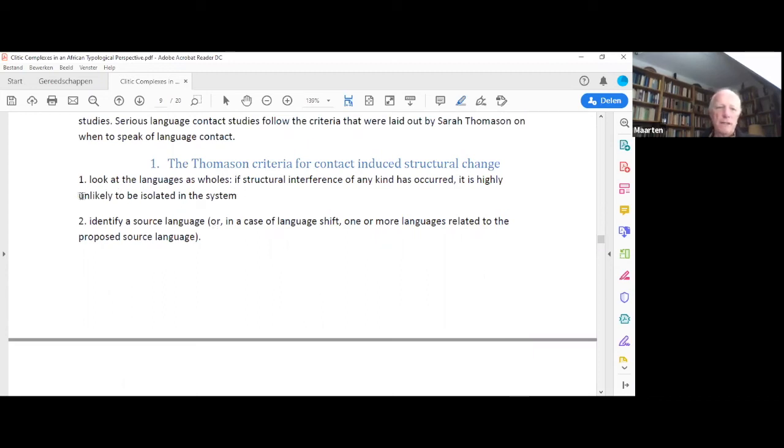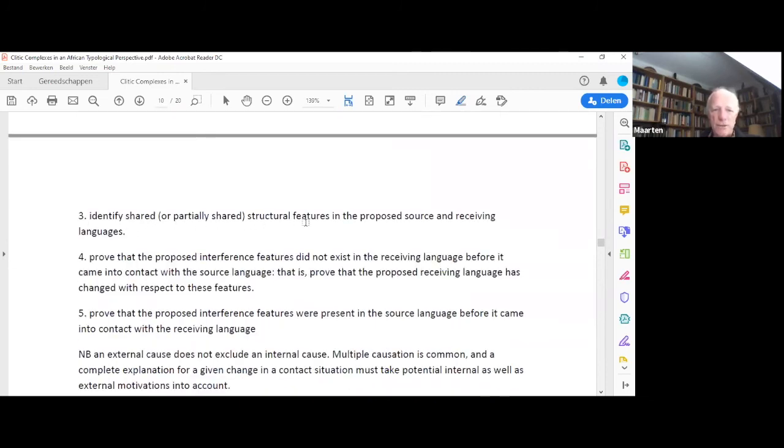First of all, which is maybe not so much a criterion as an advice, look at the language as a whole. If there is structural interference of any kind, and she's talking about contact-induced structural change, not lexical change, then it must have happened at several places in the system. So make sure that's the case. Identify a source language. Identify shared structural features in the proposed source and receiving language. But then, and that is a challenge, prove that the proposed interference feature did not exist in the receiving language before it came into contact, and prove that the proposed interference feature was present in the source language before it came into contact with the receiving language. These two are often not really looked into, and we do need to do this to make a strong case for real language contact.